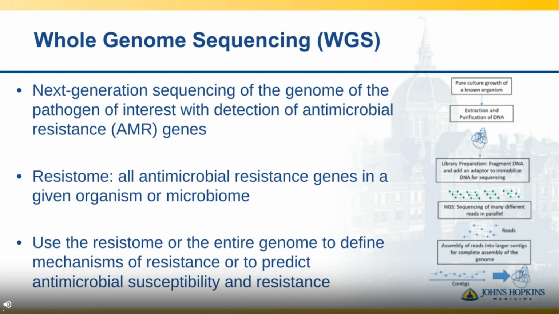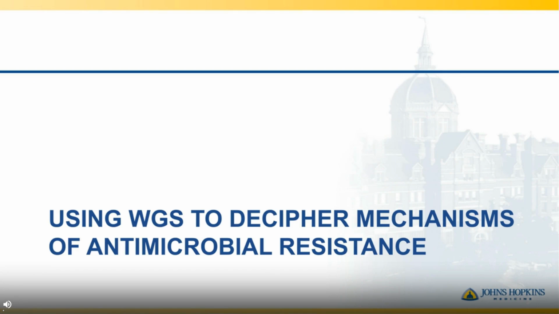And all the antimicrobial resistance genes or single nucleotide variants associated with resistance is referred to as the resistome of that organism. You can then use that resistome or the entire genome of your organism to define mechanisms of resistance or to predict your phenotypic antimicrobial susceptibility and resistance phenotype. And so that's what we'll be discussing today. So we're going to go over these two applications of whole genome sequencing for detection of antimicrobial resistance.